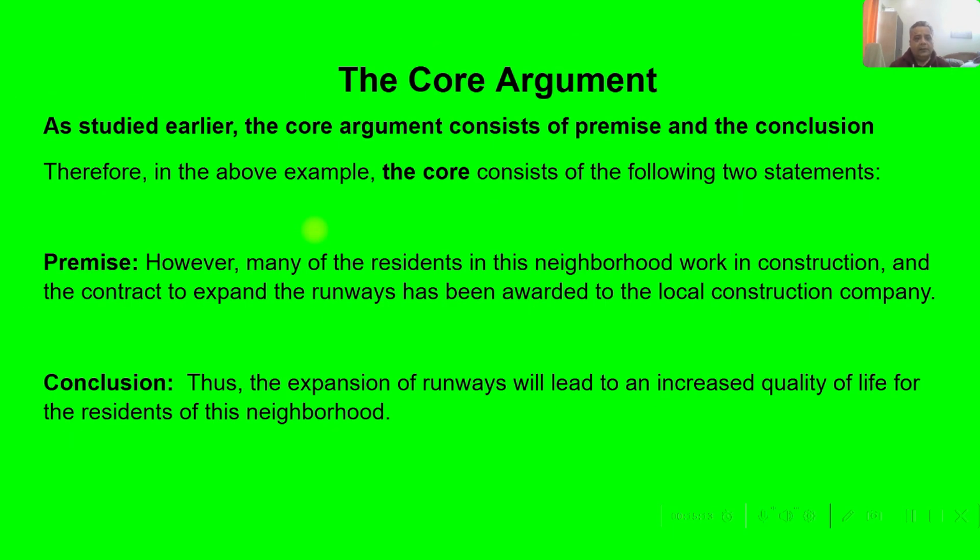So the core argument in the above example, as studied earlier, consists of the premise and the conclusion. Therefore, in the above example, the core consists of the following two statements. Premise: however, many of the residents in this neighborhood work in construction and the contract to expand the runways has been awarded to the local construction company. Conclusion: thus, the expansion of runways will lead to an increased quality of life for the residents of this neighborhood. So these two, premise and conclusion, make up the core argument.